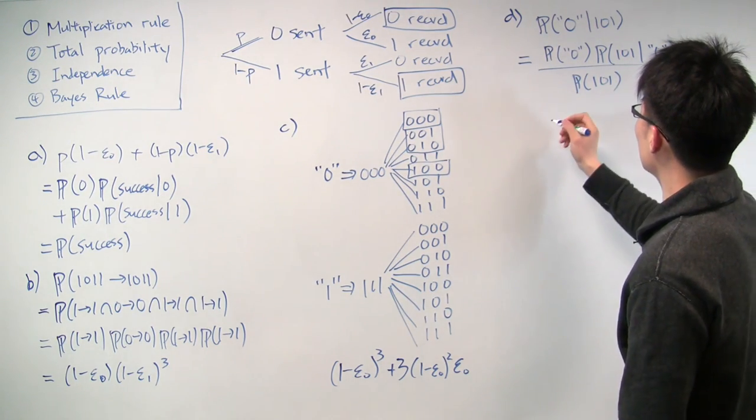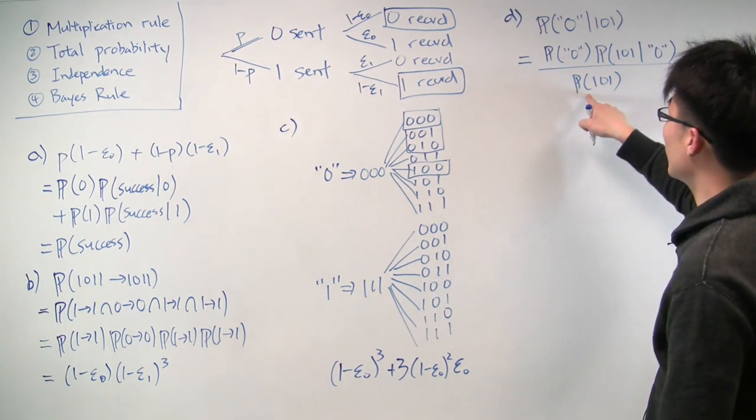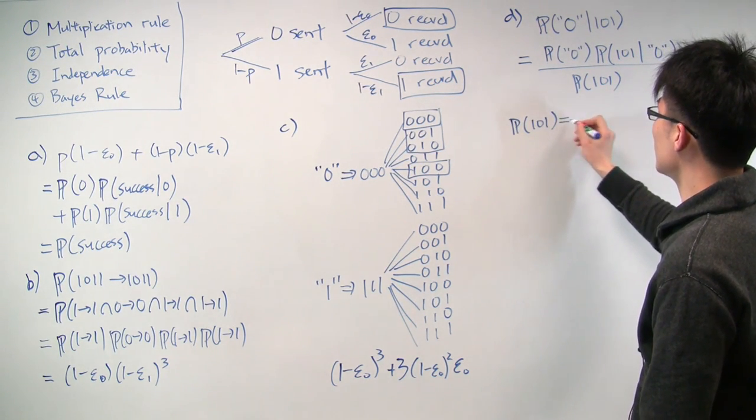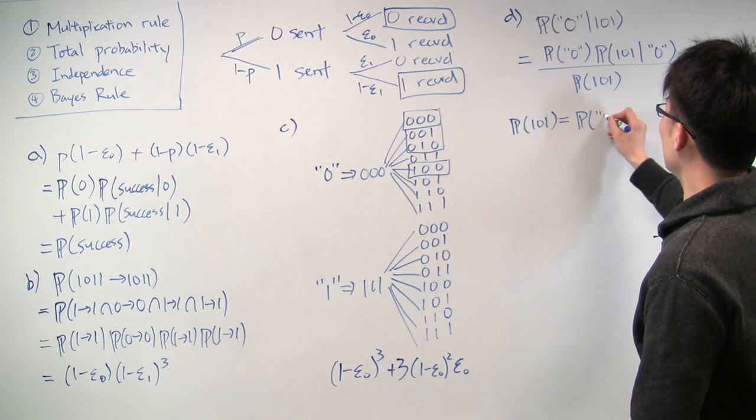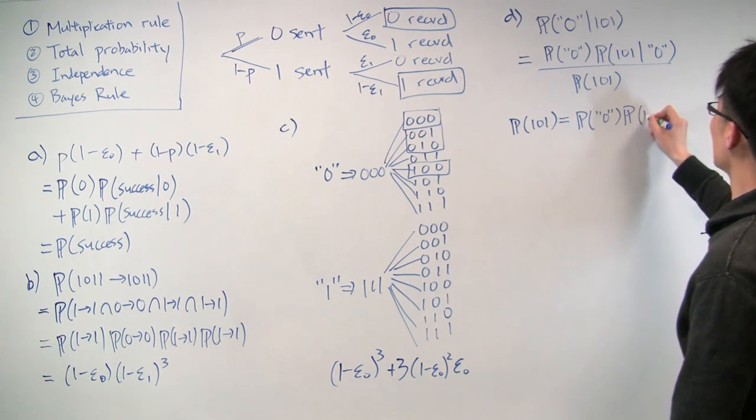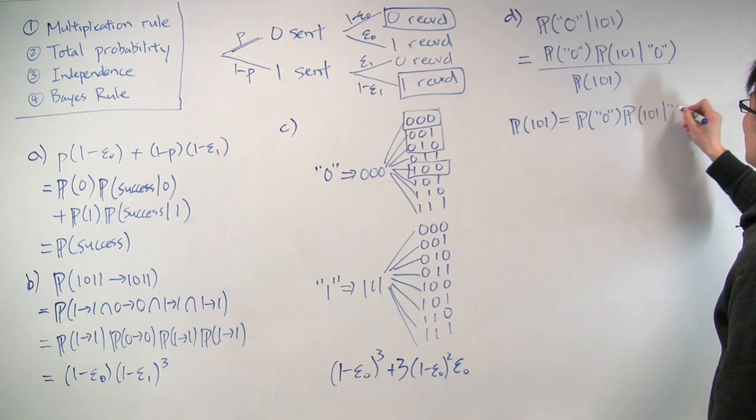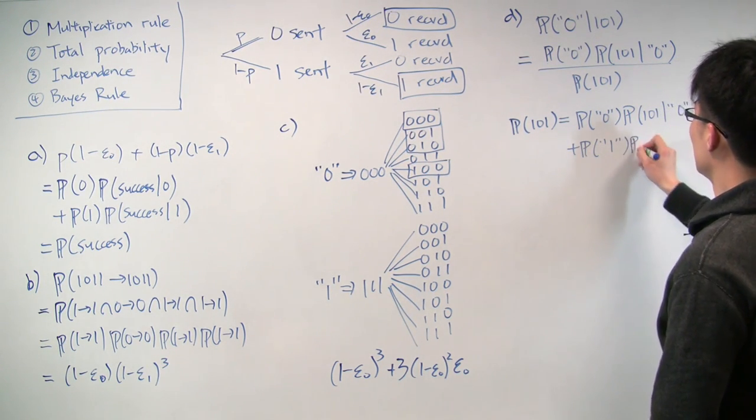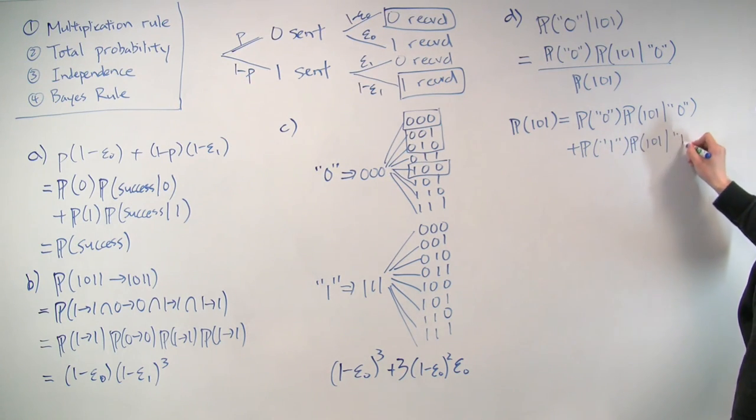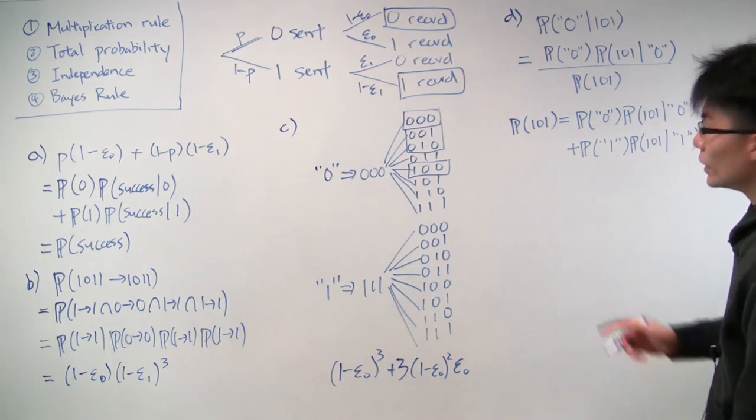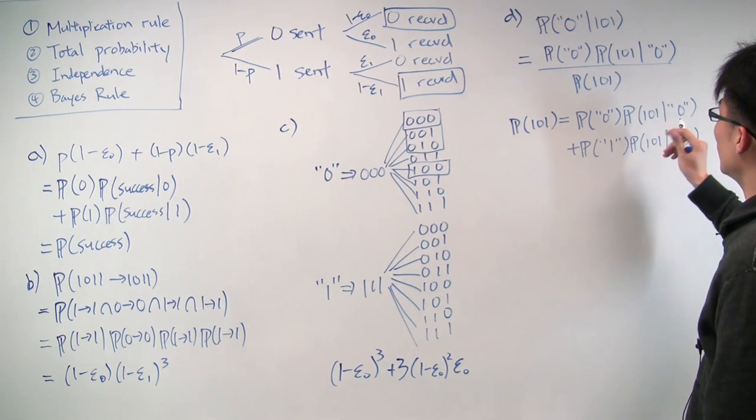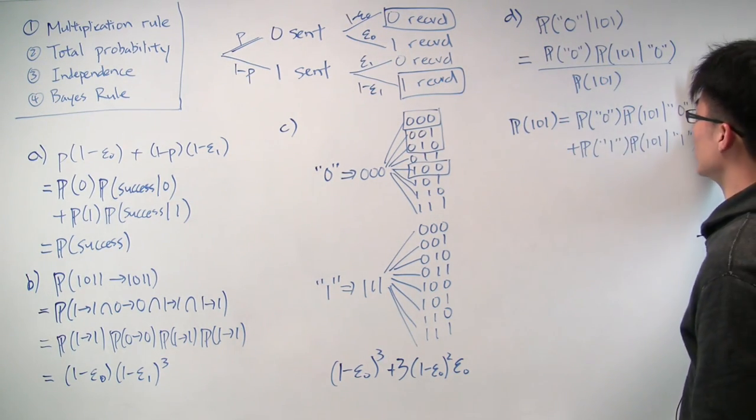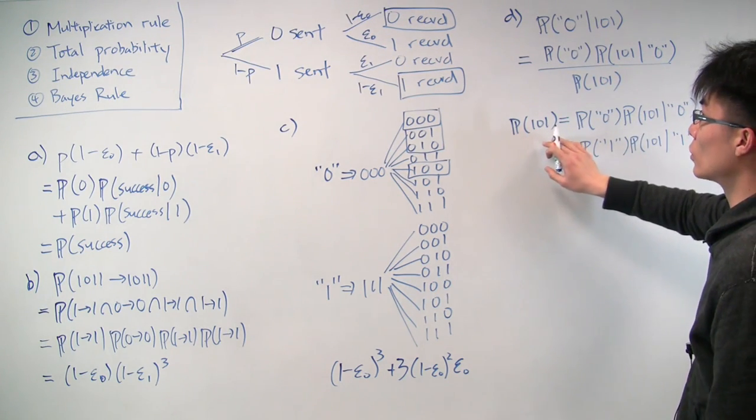And we also know that we can use the law of total probability again on this denominator. So the probability that 1, 0, 1 is received is equal to the probability of 0 being sent times the probability of 1, 0, 1 being received, given that 0 was sent, plus the probability that 1 was sent times the probability that 1, 0, 1 is received, given that 1 is sent. As you'll notice in applications of Bayes' rule, usually the numerator is repeated as one of the terms in the denominator because it's just an application of total probability.